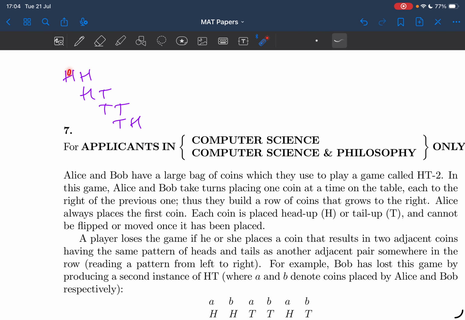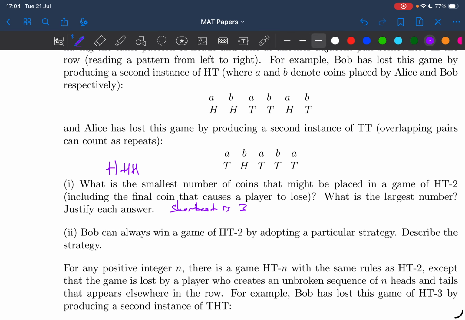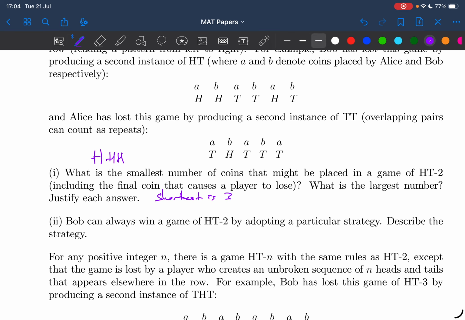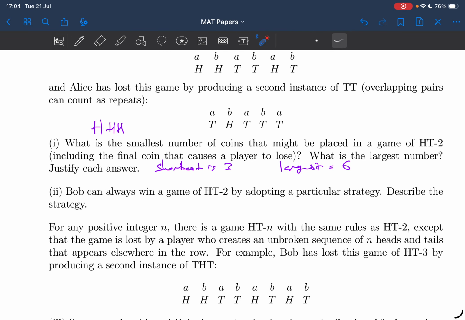So what do we get? 1, 2, 3, 4, 5, 6. The 6th coin will lose, like I said a second ago. What's the largest number, including the final coin? So yeah, largest is 6, right? 6.